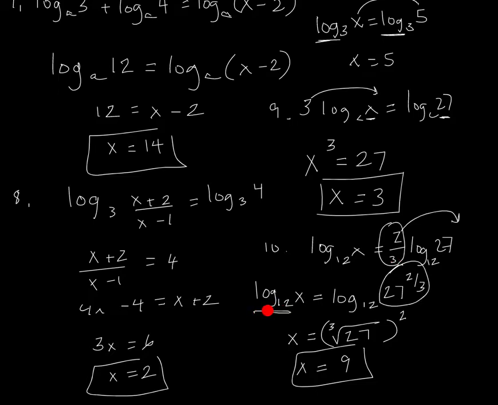Now these bases are the same, so now I can say x equals 27 to the 2/3 power. But what is 27 to the 2/3 power? It's the cube root of 27 squared.